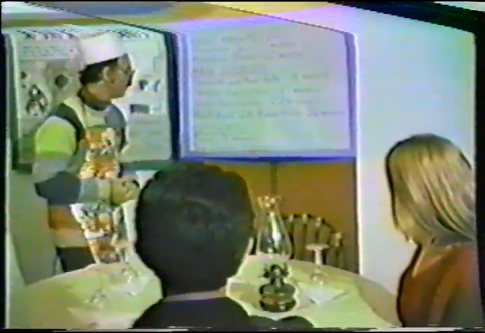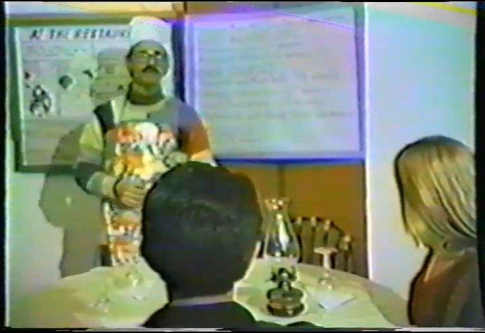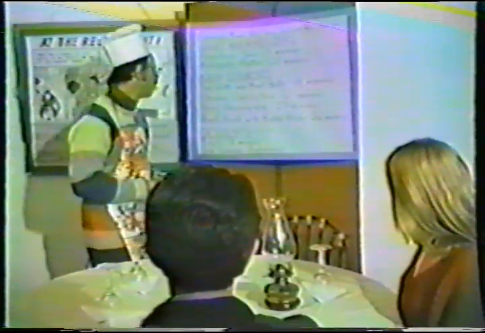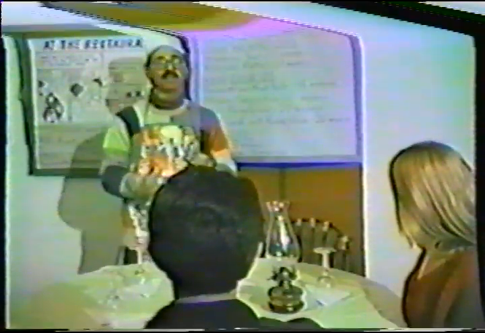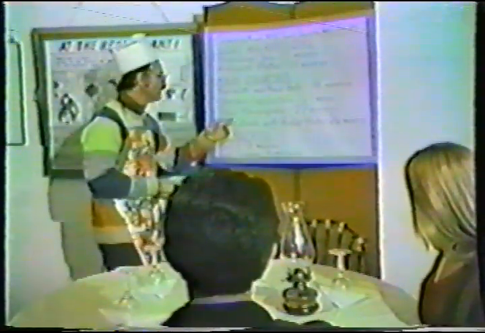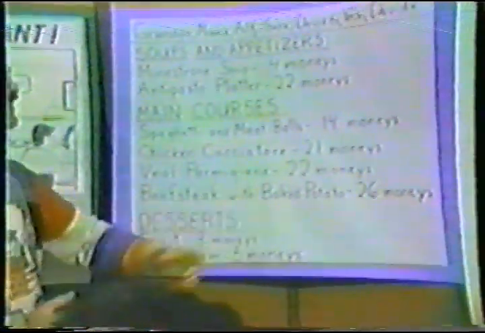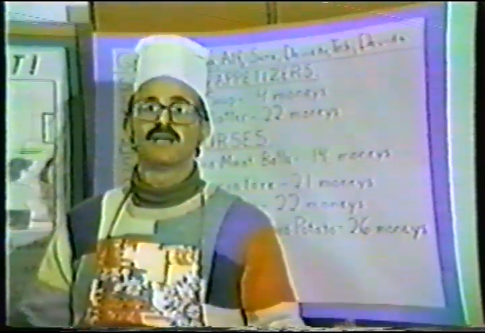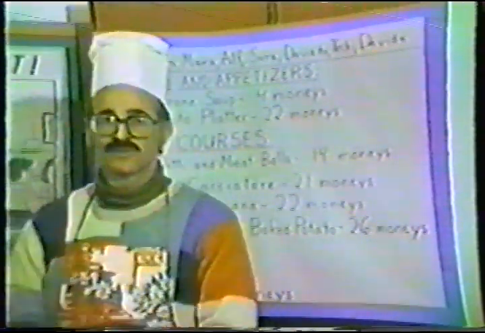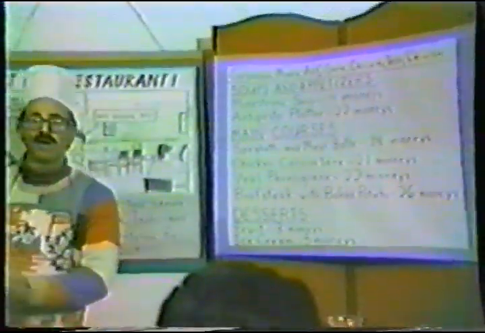Okay, one more thing. We have the dessert. We have fruit for 3 manis, and we have ice cream for 5 manis. If I forgot to say, the price of the veal parmigiana is 22 manis, and the price of the beefsteak with baked potato is 26 manis. So, spend a moment, enjoy yourself, and decide what you would like.